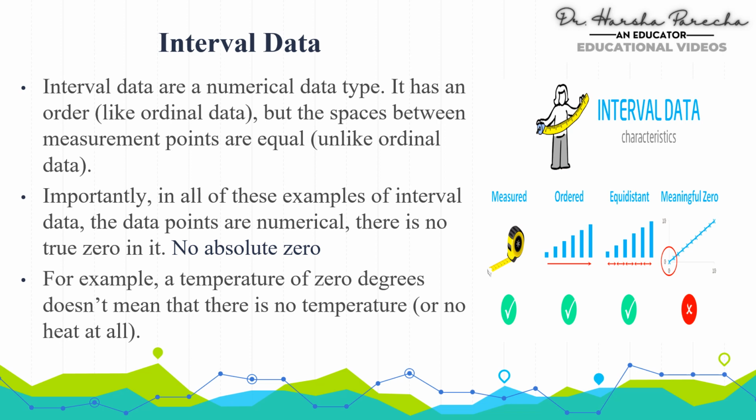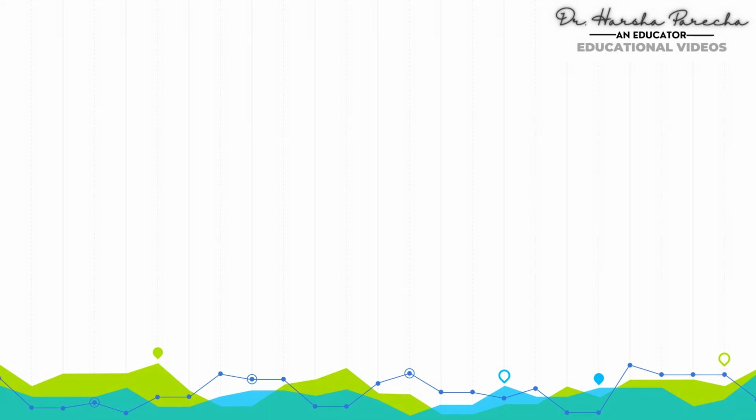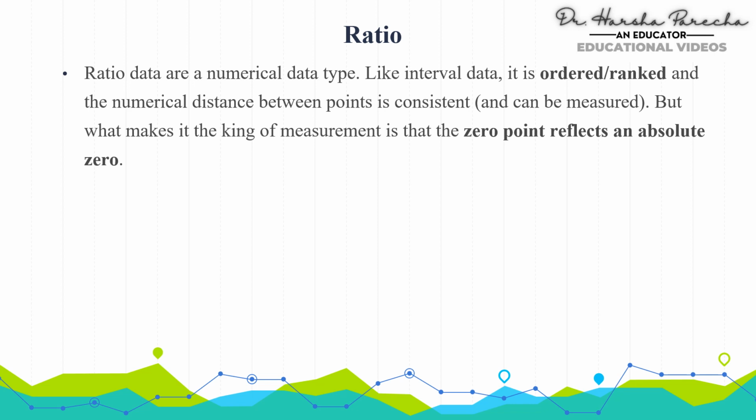Now let us come to the last type of data, that is ratio. Ratio data is also a numerical type of data. Similar to ordinal and interval data, ratio data can also be ordered and ranked, and the difference between two points is also consistent. It can be measured. The only difference between ratio and interval data is that here the 0 point reflects an absolute zero.